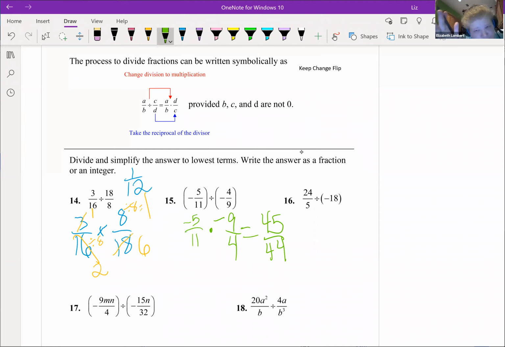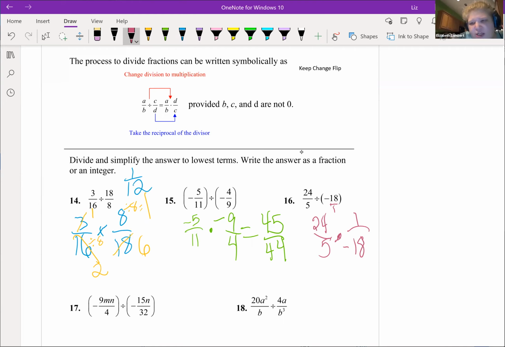All right. Still, again, we can do this. Keep 24/5. Change it to multiplication. And then that negative 18, to give it a flip, we give it a 1.